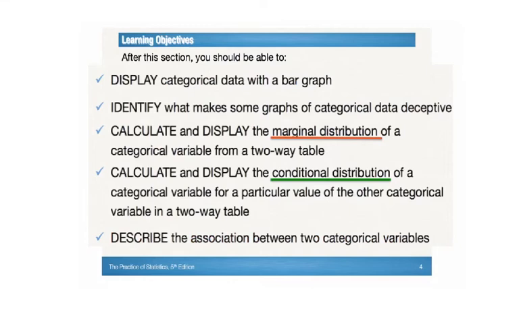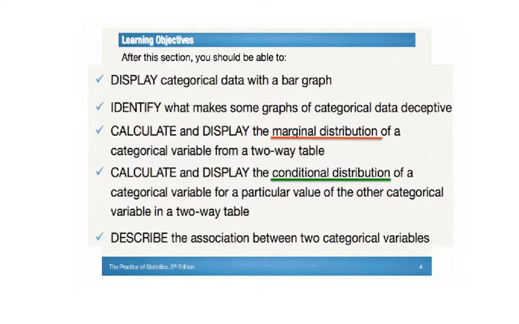Okay, so we're going to talk about displays of categorical data, bar graph, and some other types of graphs. We're going to talk about why some graphs may be misleading or deceptive, and how you can identify these when you're looking at graphs in the newspaper or online or in magazines.